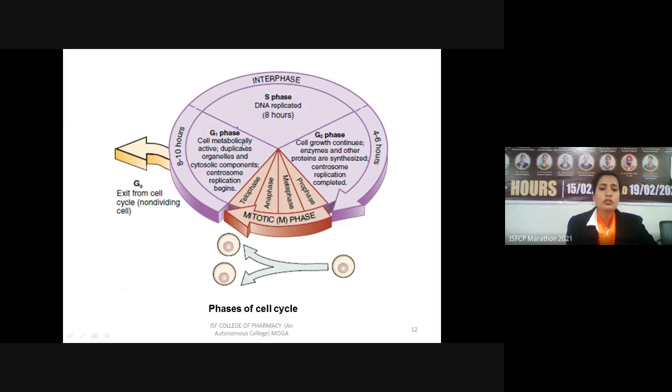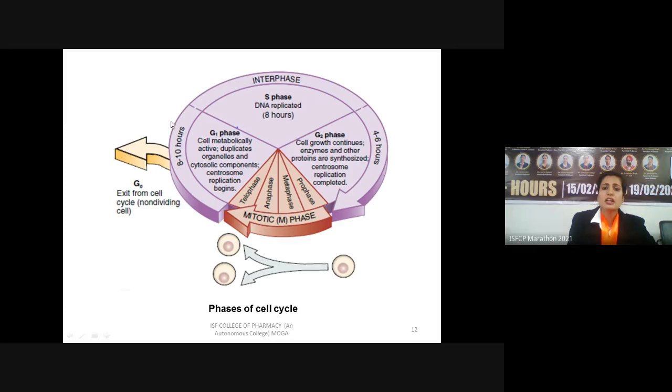During this phase, the cell is metabolically highly active, and the duplication of the cell organelles and the cytosolic component begins. Next is the centrosome replication. It also starts at the beginning of the G1 phase. As we already discussed in the structure of the cell, the centrosomes are the structures which help in the division of the cell by producing the mitotic spindles. So this whole G1 phase is 8 to 10 hours.